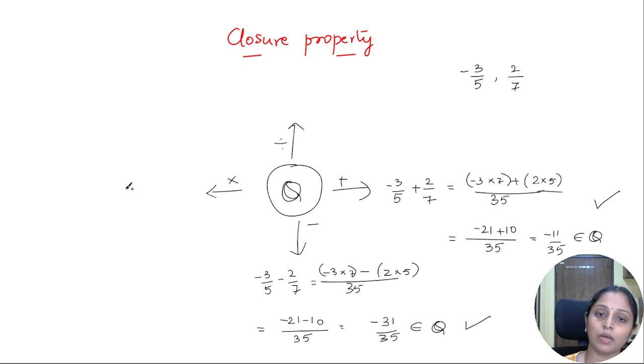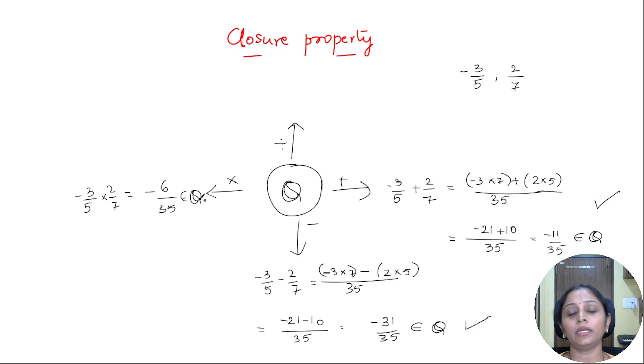Okay. Now coming to multiplication, our rational numbers are minus 3 by 5 and 2 by 7. There is nothing that gets cancelled, so I simply am going to write it as minus 6 by 35. Now is this a rational number? Yes, it is. So I can conclude that rational numbers are closed under multiplication.